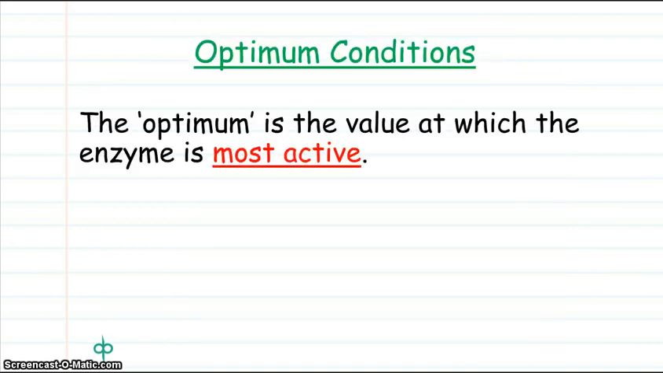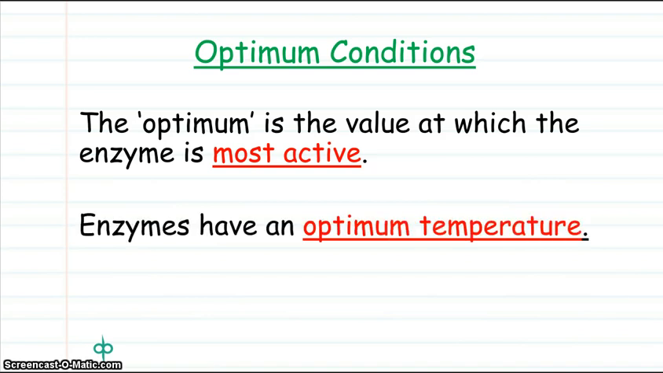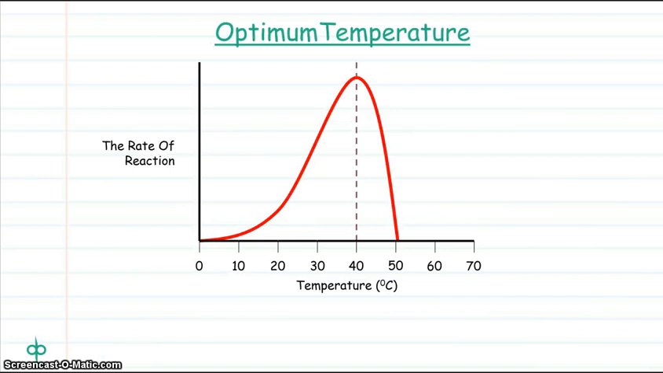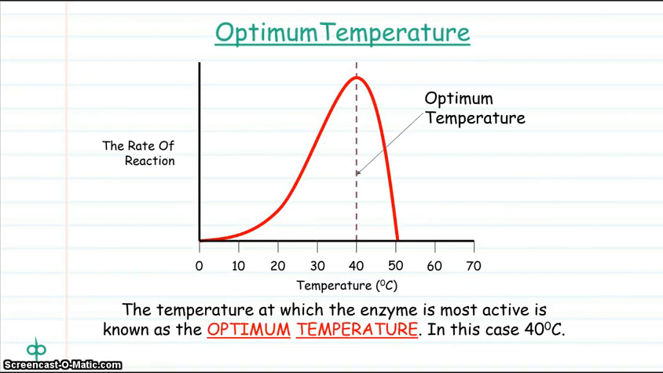All enzymes have optimum conditions. The optimum condition is the value at which the enzyme is most active. Enzymes have optimum temperatures and an optimum pH. Optimum temperature. This is the temperature at which the enzyme is most active. In this case, it is about 40 degrees C.